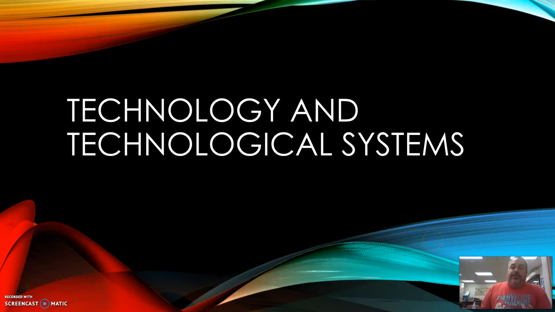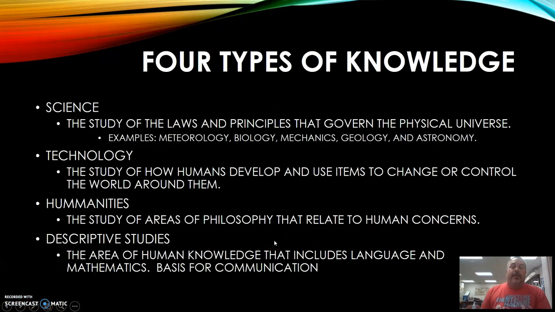Technology and technological systems. These are your notes for this particular section of the chapter. There are four types of knowledge. One would be science, and that basically is the study of laws and principles that govern the physical universe. Major examples of that are meteorology, biology, mechanics, geology, and astronomy. Those are just some examples, but they look at the laws and principles that govern the physical universe.